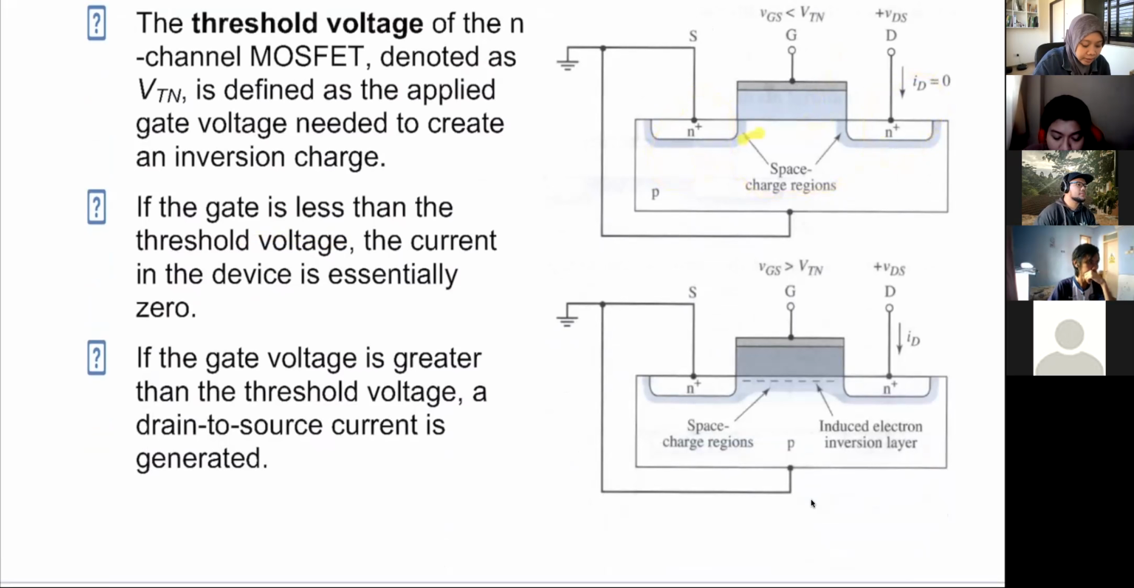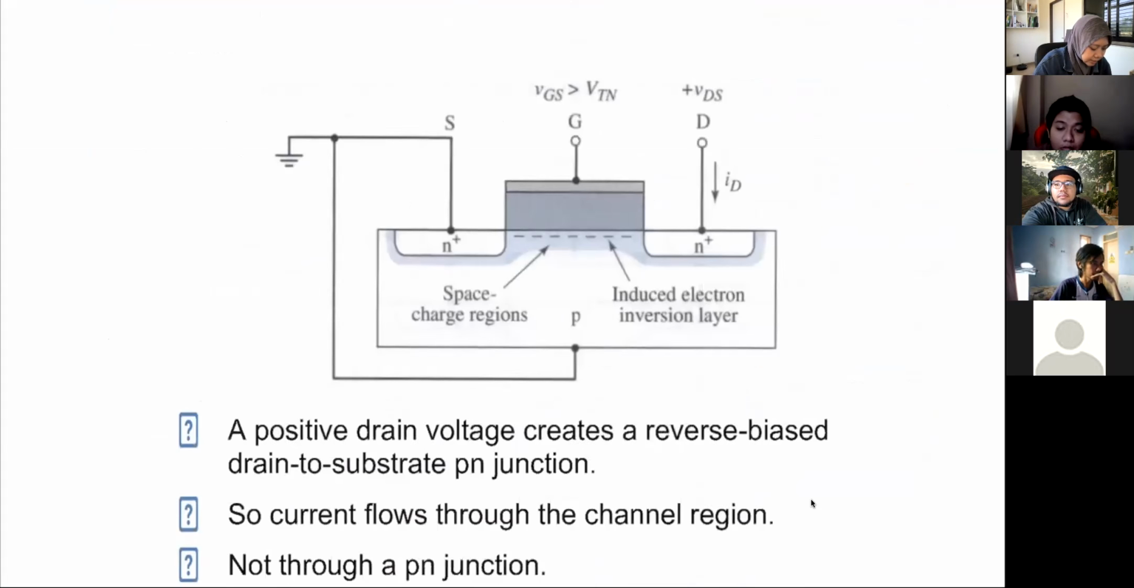So you need to have a channel, a bridge here to connect the source to the drain, because the source is N type, the drain here is N type, and now you're connecting it, and then it becomes N juga tengah-tengah ni. Okay.